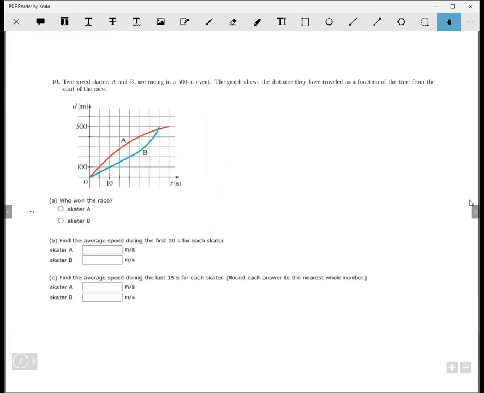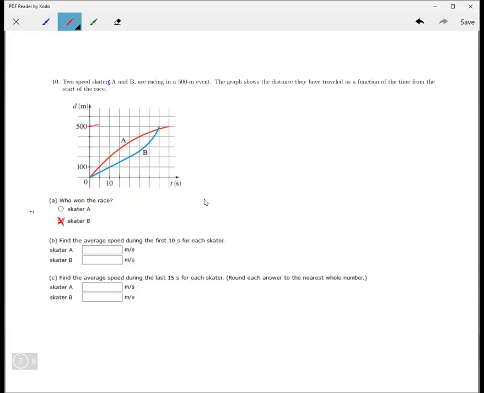Okay, let's look at number 10. We have two speed skaters, A and B. Someone forgot to put an S on there. Okay, there we go. We have A and B. They're racing in a 500-meter event. The graph shows the distance that they traveled as a function of time from the start of the race. So that's 500 meters. The first one to get to 500 meters, to get to this line, is the winner, and that turned out to be B right there. So B is the first one to cover 500 meters.